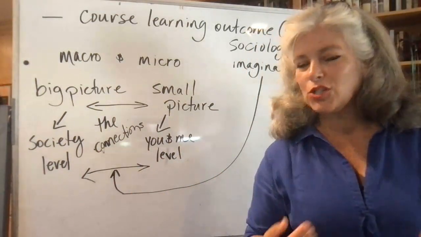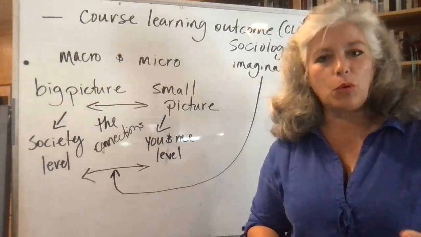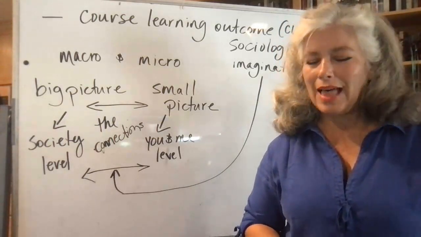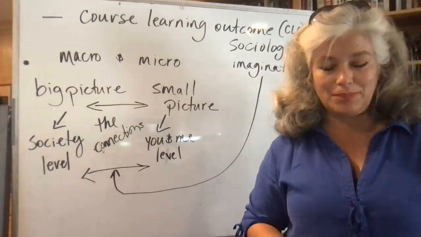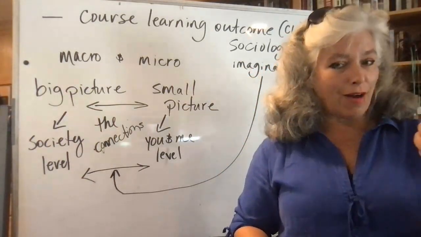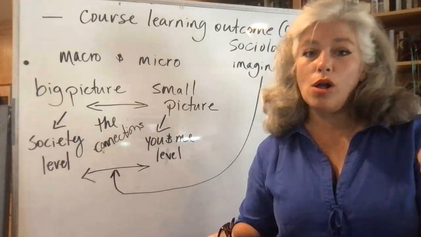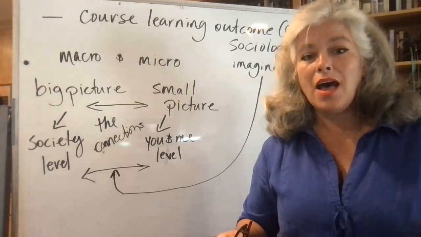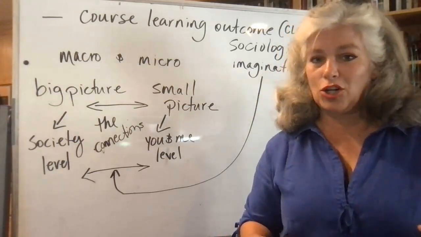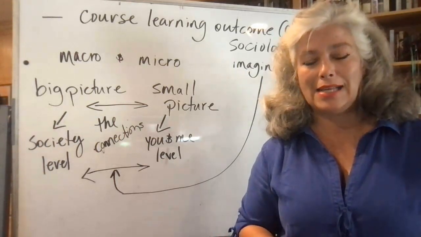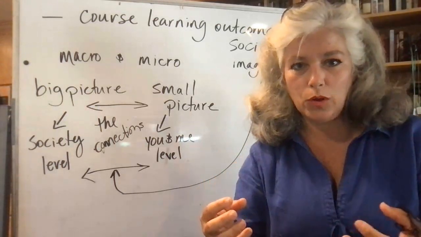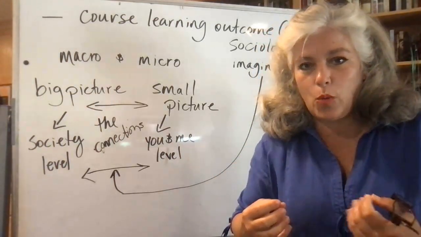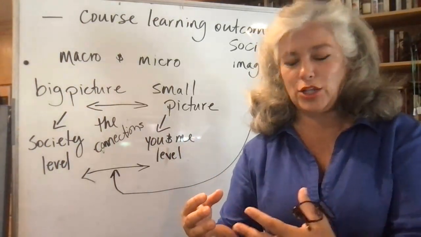The very first course learning outcome, the first one of four learning outcomes that we have in this class, is for you to develop something called the sociological imagination. And that is the first learning outcome, but actually it's going to take us all semester to achieve that. The second, third, and fourth learning outcomes that we have in our class all give us tools in our toolkit so that we can build our sociological imagination.